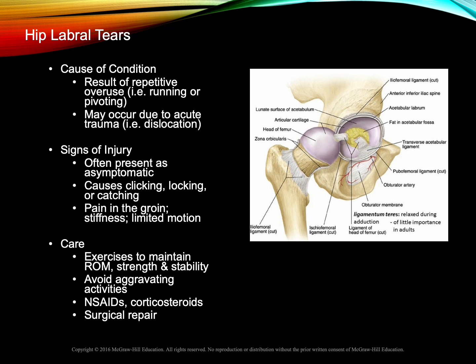Hip labrum tears are common due to overuse or due to a dislocation. They can also be caused by congenital deformities such as a cam lesion on the head of the femur. Limited range of motion can occur as well as hip stiffness. When assessing hip range of motion, clicking, locking, or catching can also occur.